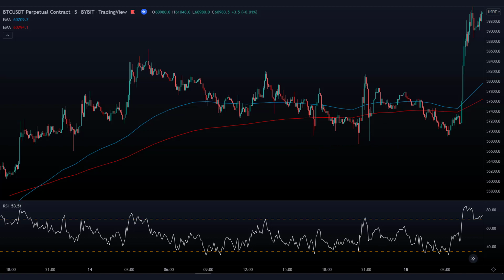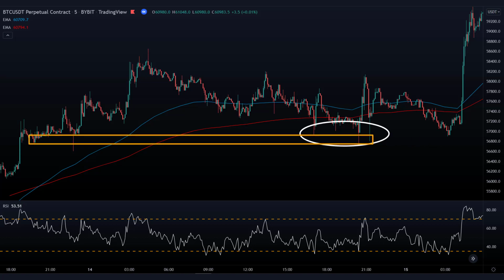So in a nutshell, the price is moving below the red line. In addition, the price lands on a support level and the RSI moves low.